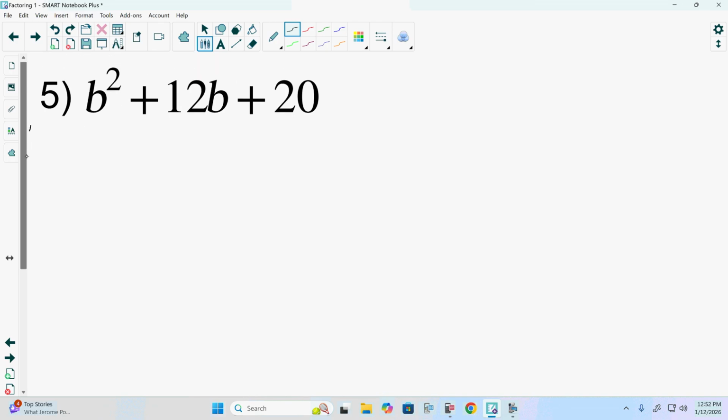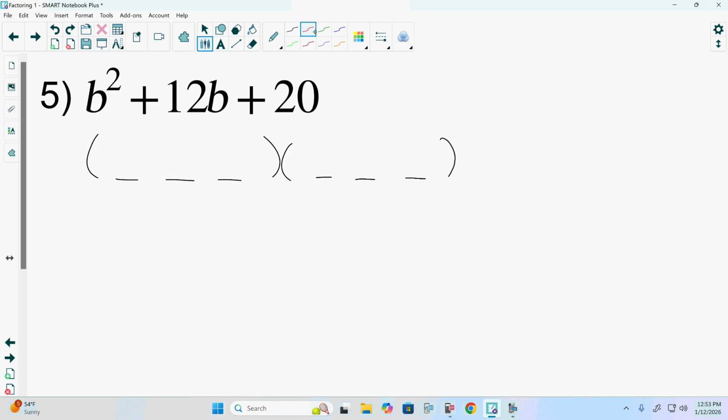So if we look at this first problem here, b squared plus 12b plus 20, is there a greatest common factor between these 3 terms? No. And kind of the biggest hint to this is our b squared and 20. Since b squared does not have a number in front of it, and our third term, our constant term, doesn't have a variable, it's kind of hinting at the fact that there is no greatest common factor among these 3 terms. So we move on to step 2.